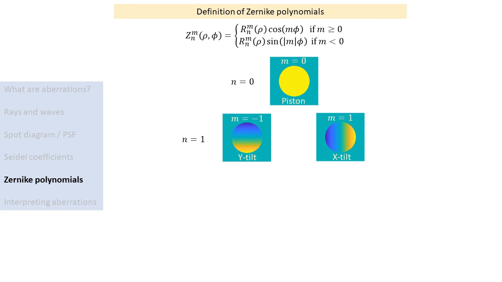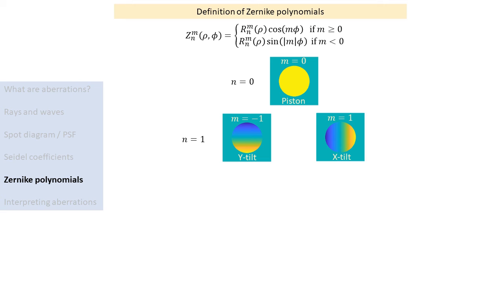For the next two polynomials, the first index n is 1. The second index m ranges from -n to n in steps of 2. So here m can be equal to -1 or 1. Note that as we vary the angle, the function undergoes one period, because the index m has a magnitude of 1. The aberrations are called tilt, and since they describe a linear wavefront error, they cause a shift in the image.